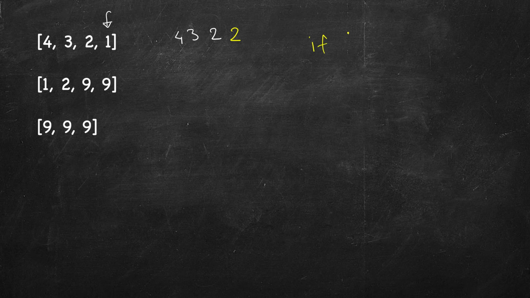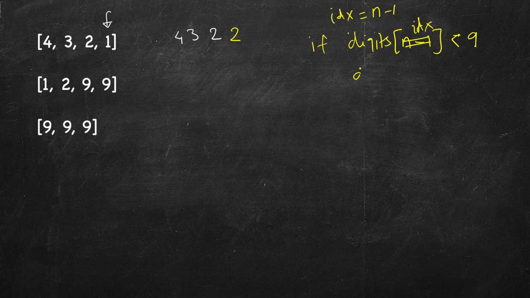So if digits, and n is the size of this, or let's keep it a general idx, where idx is some index starting from n minus 1, is less than 9, then add 1 to it, and also return that. No need to check further. We found a place where it was less than 9, we added 1 to it and returned.